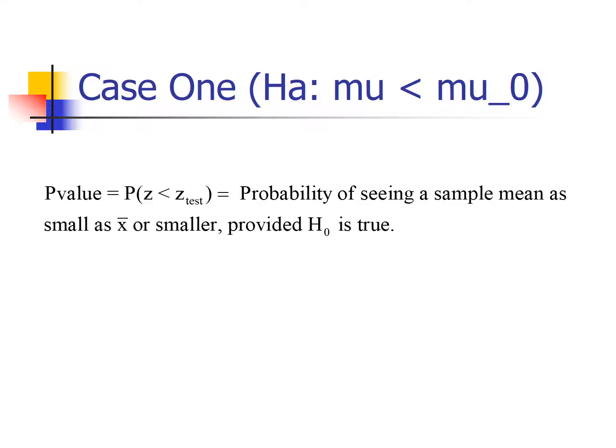In this case, the p-value is the probability of seeing a sample mean as small as x bar, as small as the one observed, or smaller, given that the null hypothesis is actually true.